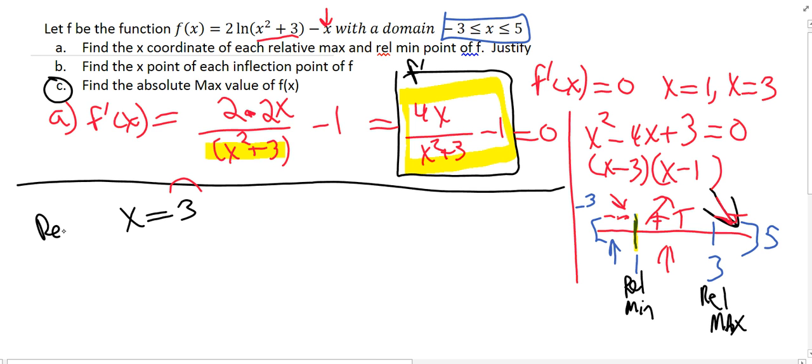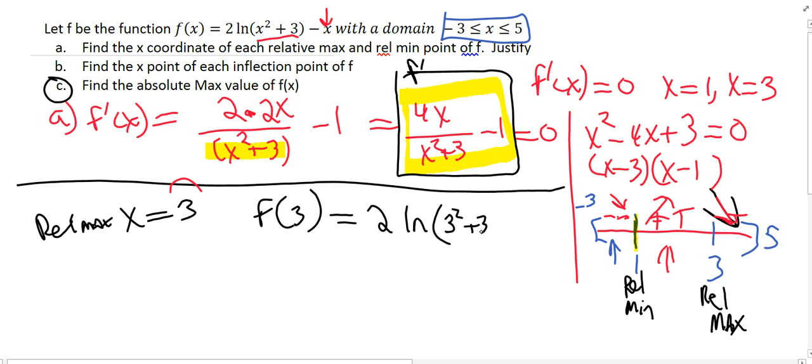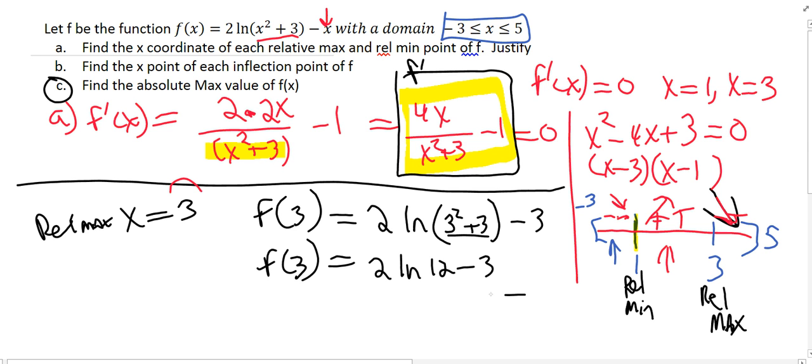So here's our relative max. And so what we're trying to look for is what is f of 3. So let's plug it in. We have 2 times the natural log of 3 squared plus 3 minus 3. So that would be 9 plus 3 is 12. So you have 2 times the natural log of 12 minus 3. That's what f of 3 is equal to. Let's go check out the endpoints.